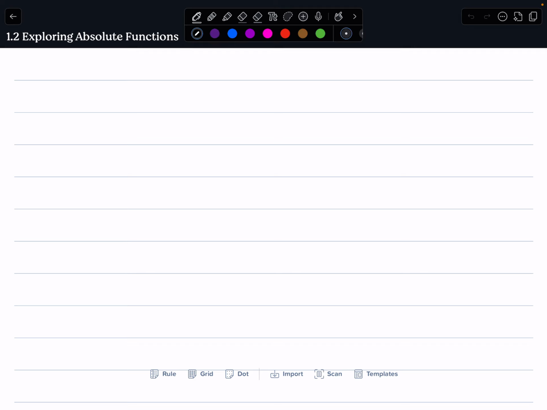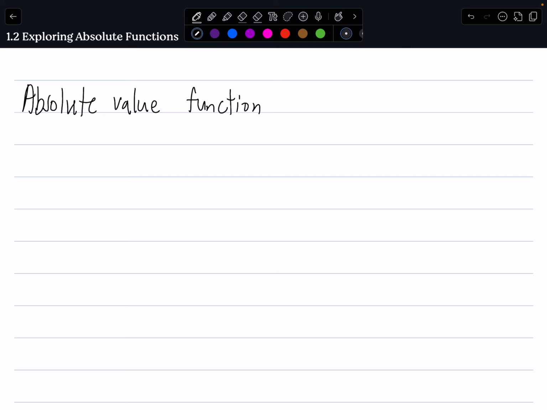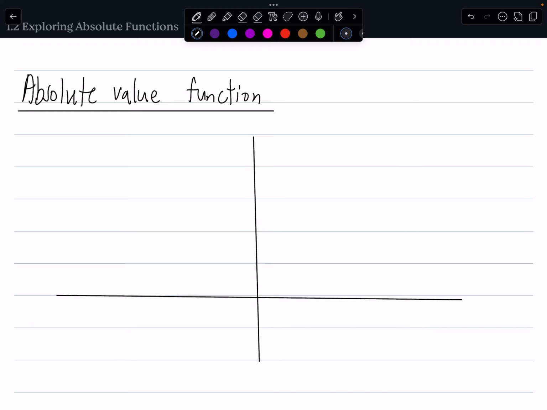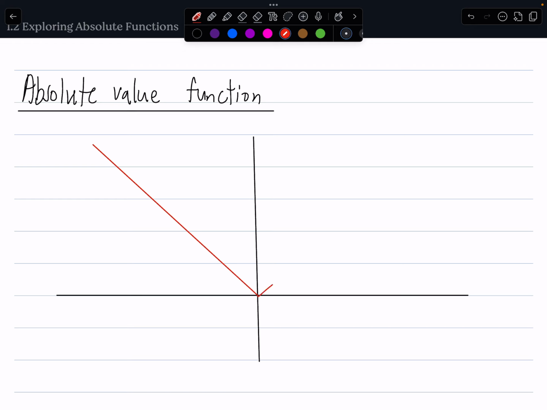So chapter 1.2, guys, is talking about absolute value functions, right? So what is an absolute value function? Let's start off by identifying what this thing actually looks like. Okay, so an absolute value function, and for some of you guys this may be a little bit of review from grade 11, but an absolute value function looks like this.